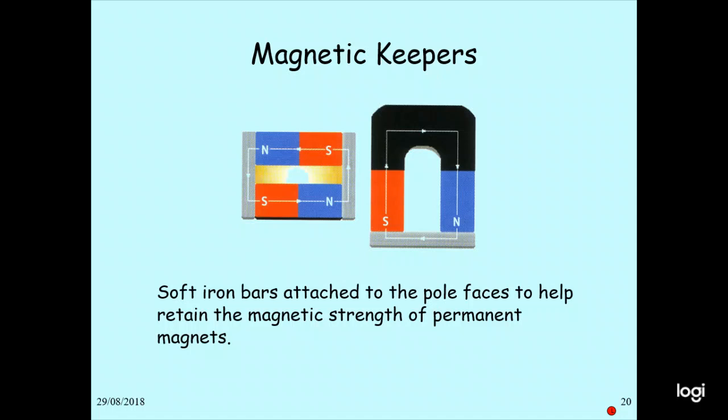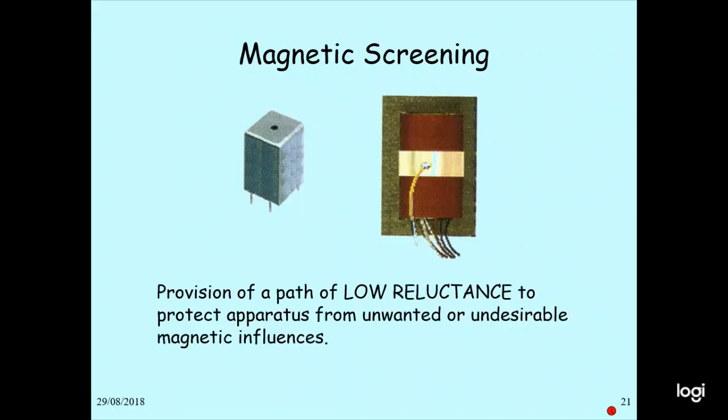Magnetic keeper bars are soft iron bars attached to the pole plates that help to retain the magnetic strength of the permanent magnets. For magnetic screening, we use the provision of a path for low reluctance to protect the operator from unwanted or undesirable magnetic influence. So this is for magnetic screening. If you do not want the magnetic field to affect your equipment, you have to provide this magnetic screening.